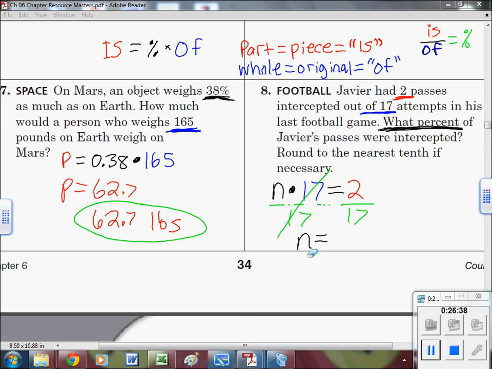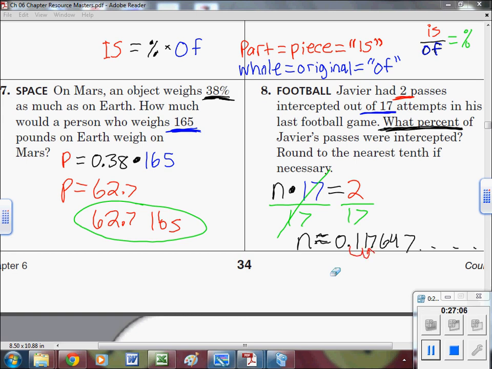2 divided by 17. That's going to equal a scary little decimal. I'm just going to write a few of the digits, so I'm going to turn that into approximately 0.11767, that's more than enough. It keeps going. Alright, but now we can answer the question. The question said round to the nearest tenth if necessary. Before we do anything, let's turn this decimal into a percentage. Let's do that first, because we're saying what percent.